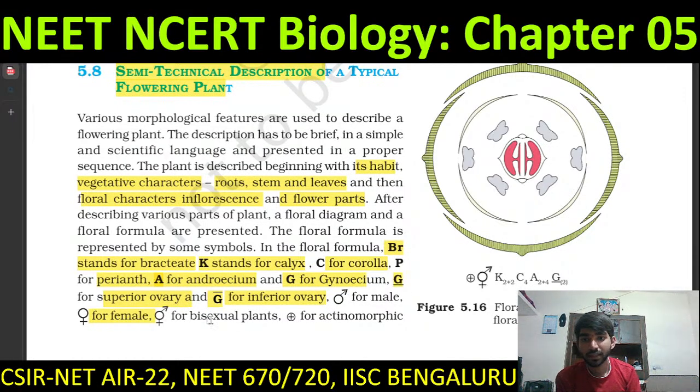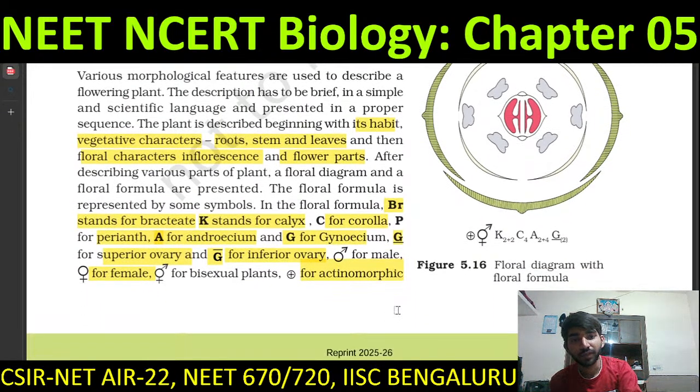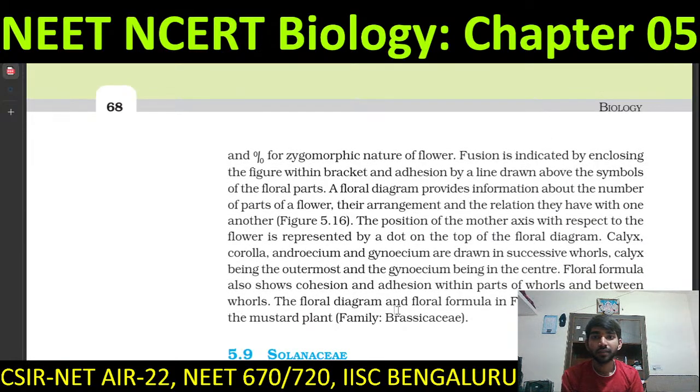This is for male, this is female, this is bisexual, where both the symbols are there. If there is a circle with a plus sign, then it is actinomorphic. If there is a percentage symbol, then it is zygomorphic. Fusion is indicated by the inclusion of the figure within a bracket. So if it is written in a bracket, then it indicates a fusion of two floral whorls or within the same floral whorl. Addition is indicated by a line drawn above the symbol.